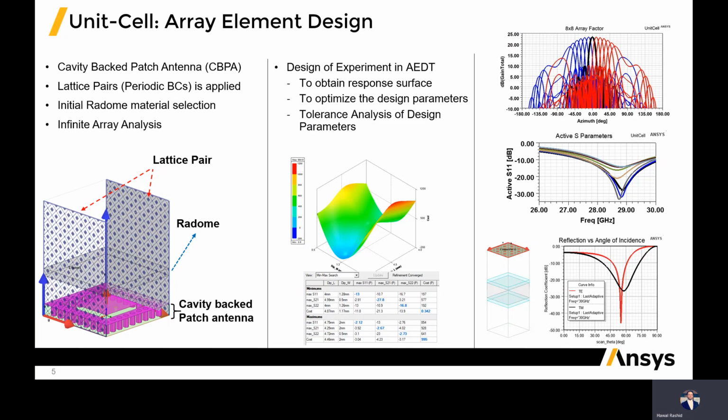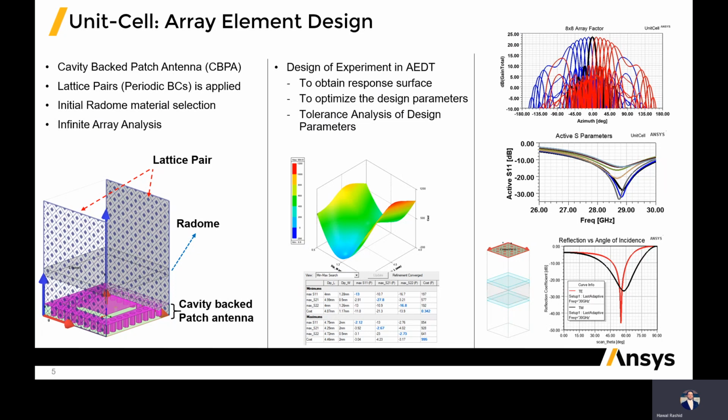We can use, for example, design of experiment to obtain response surfaces, to optimize on that response surface. We can use that to do tolerance analysis, and to look at the sensitivities of which variables should be in a full optimization scheme, for example. This is really a good way to figure this out.